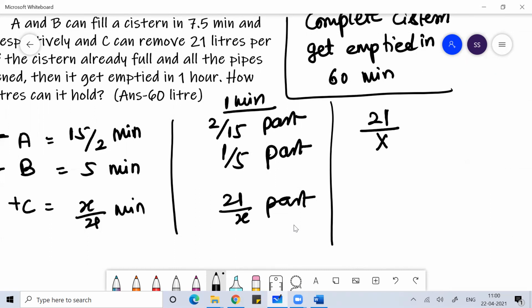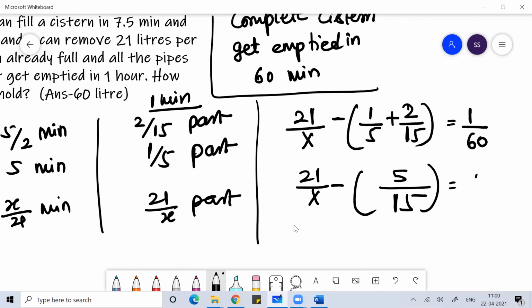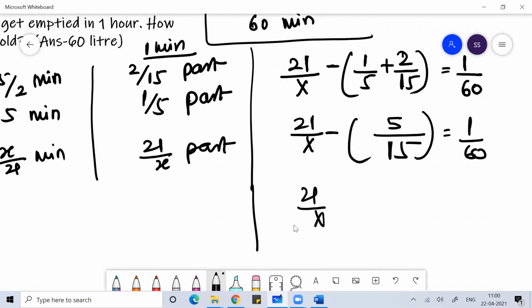So you can write 21 by x minus 1 by 5 plus 2 by 15. That will be equal to 1 by 60, because we are talking in terms of minutes, and ultimately after 60 minutes the system will get empty. So we just need to solve this to find the value of x. We take the LCM and solve this: 1 by x minus 1 by 2 equals 1 by 60.